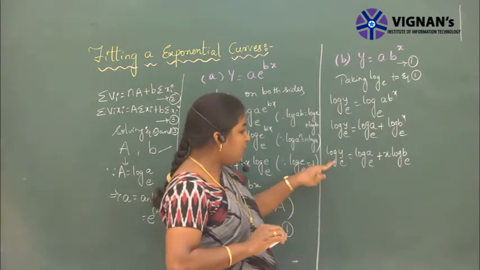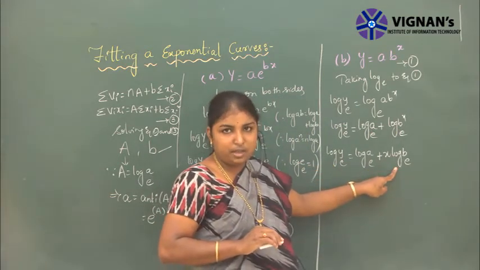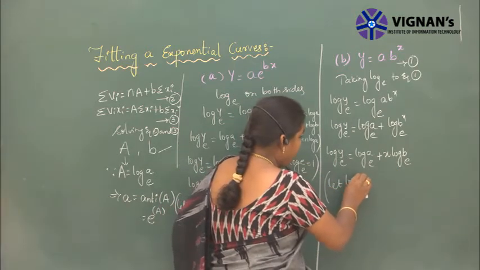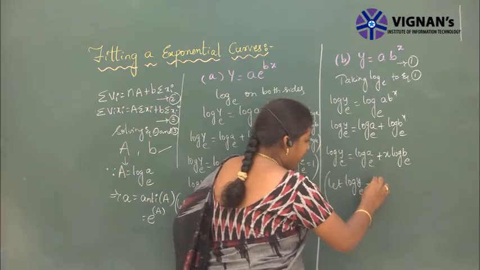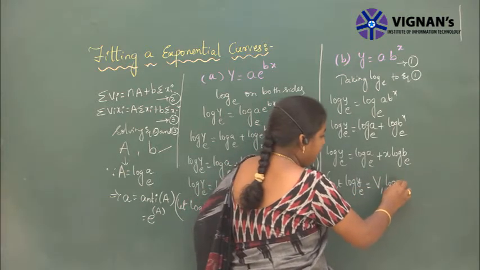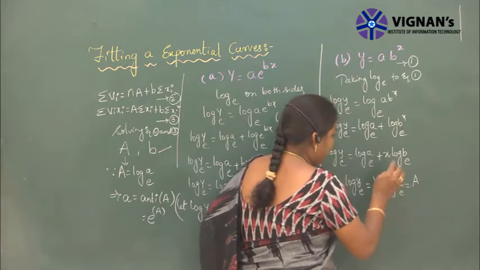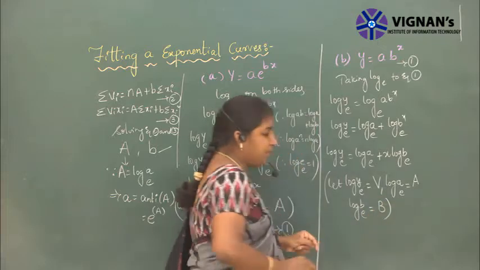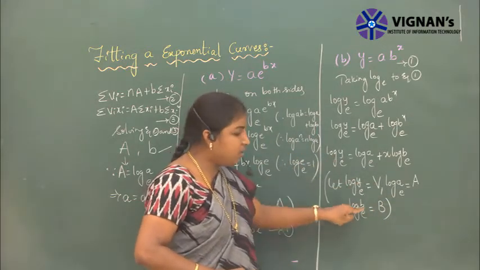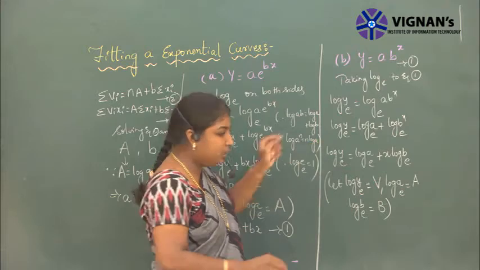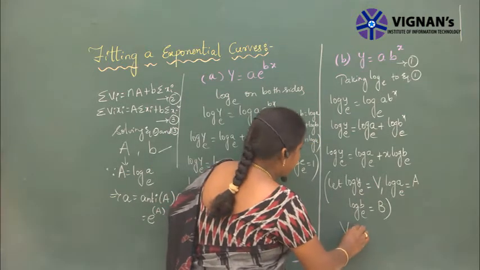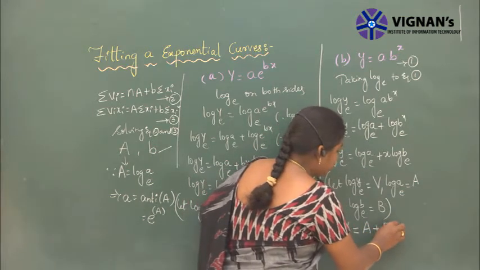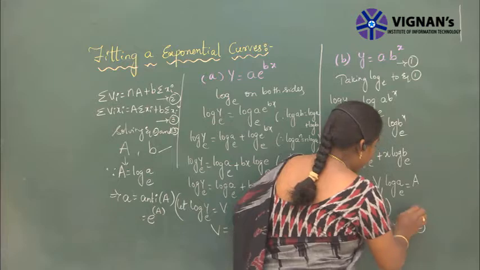Okay. So now all the terms in terms of a logarithm. Let log y base c be taken as capital V, log a base c as capital A, and log b base c as capital B. Now we are substituting here, we get capital V is equal to capital A plus capital B into small x. Let this be equation 2.